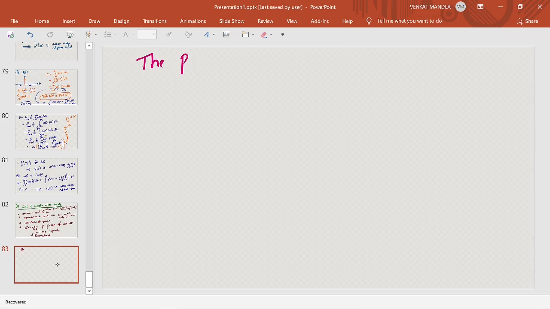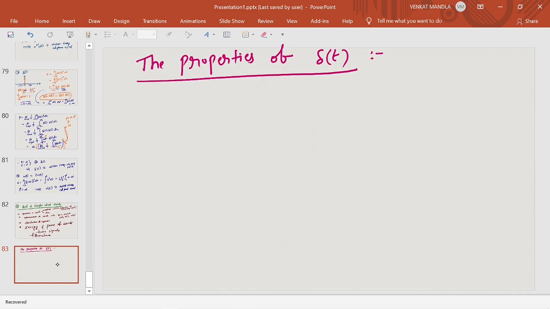The properties of del of t, that is the impulse signal. So why am I discussing these properties now?